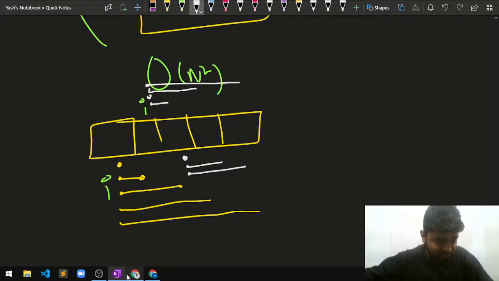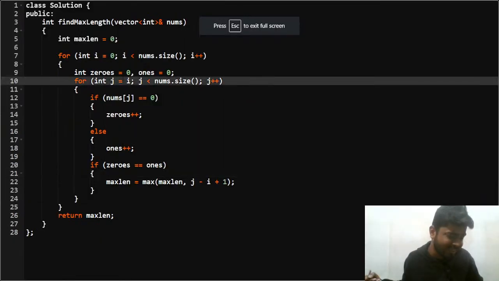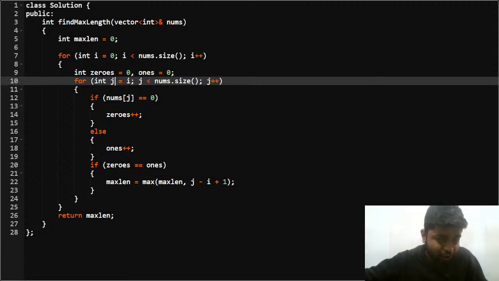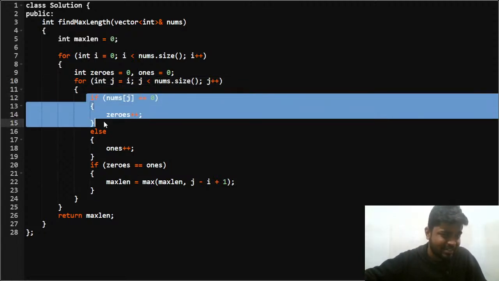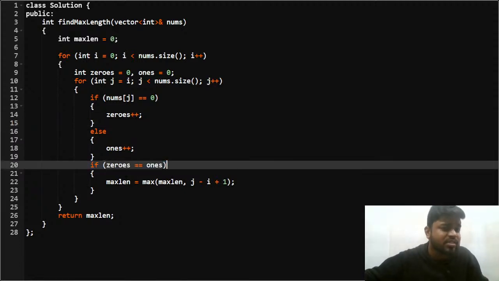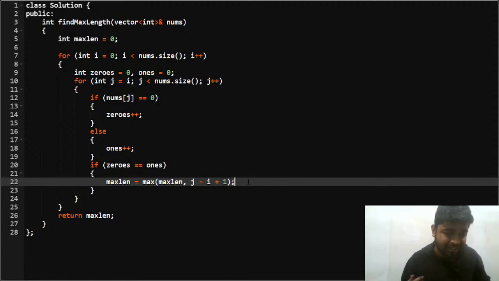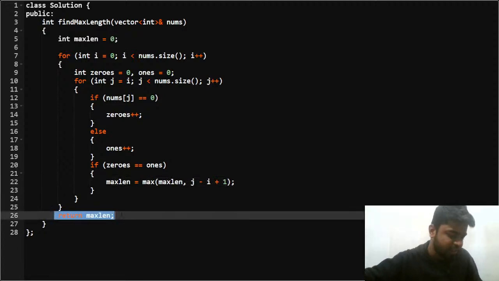What you are doing is nothing but generating all the subarrays. You can do it in n cube as well, but n square is better, so why not n square? You iterate through all the subarrays, and if a particular subarray has an equal number of zeros and ones, and it ends at j and starts at index I, then its length would be j minus I plus 1, as I told you. You always keep track of the maximum, and if the subarray with equal zeros and ones has the maximum length, you update it. In the end you just return the maximum length.